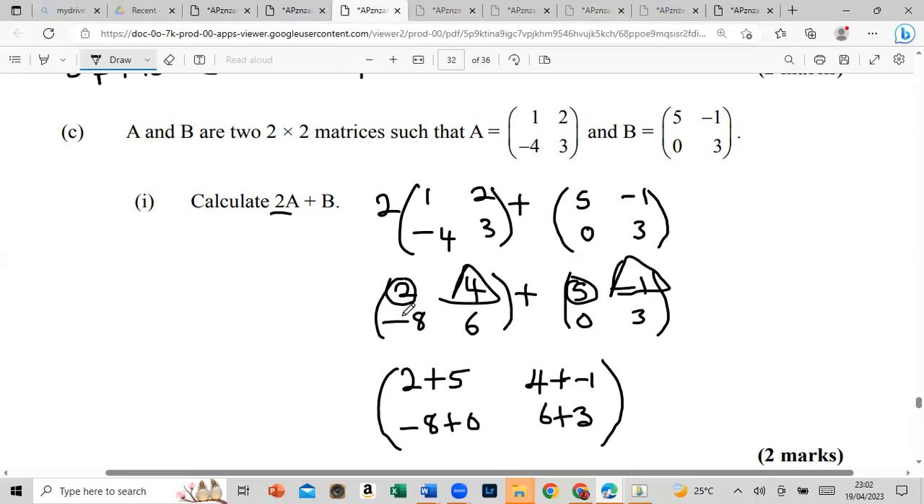Alright? So 2 plus 5 is 7. 4 plus negative 1 is 3, and negative 8 plus 0 is negative 8, and then 6 plus 3 works out to 9. And that will be our answer. Alright. So guys, ensure that you get full marks from these.